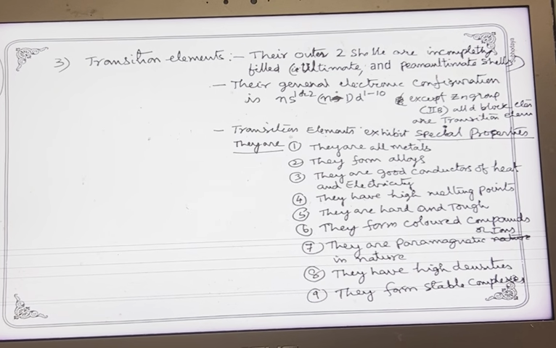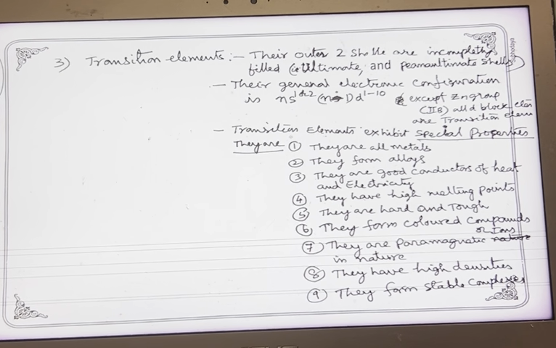So ns1 (n-1)d10 will happen in the copper group, you can see. Except for the zinc group, which has completely filled d orbitals, incompletely filled d orbitals should be present. That is the reason most scientists do not consider the zinc group a transition element.